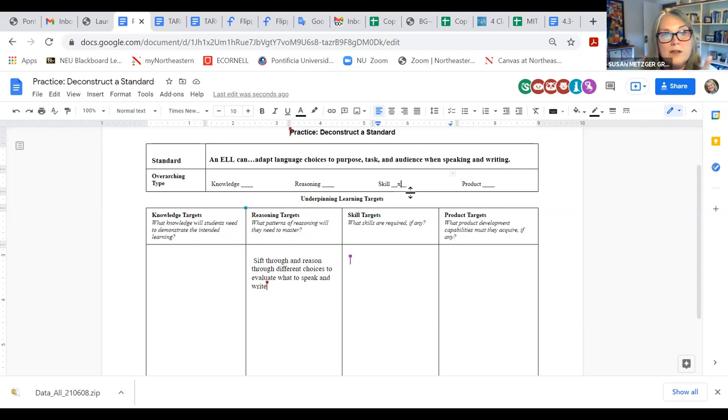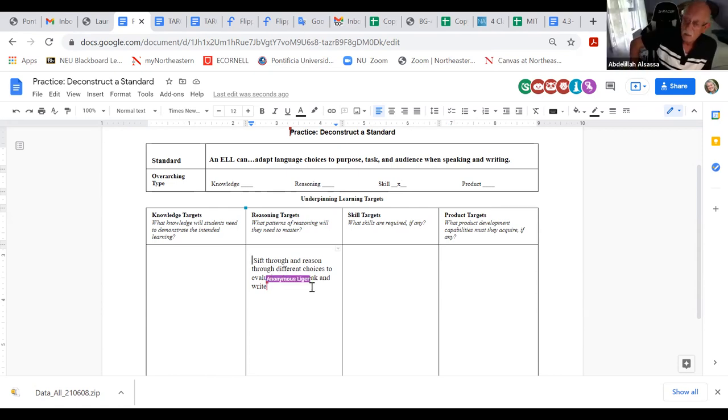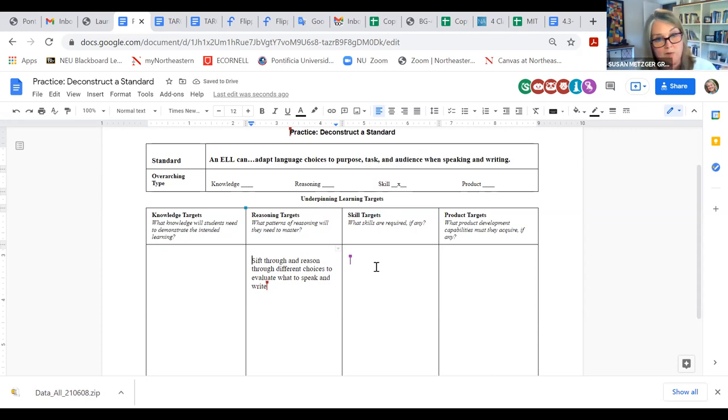But one thing that is part of learning that skill, teaching it and assessing it, is that the students have to do a lot of reasoning to be able to adapt their language choices. Exactly what Ann said. They have to think of these choices and evaluate what to say or what to write based on the purpose, based on whatever task they're doing, whatever audience they are communicating with. If we're deconstructing this learning target, that's a really important reasoning target that you have to teach, and you'll want to assess as you're designing your instruction to make sure students are able to do it.